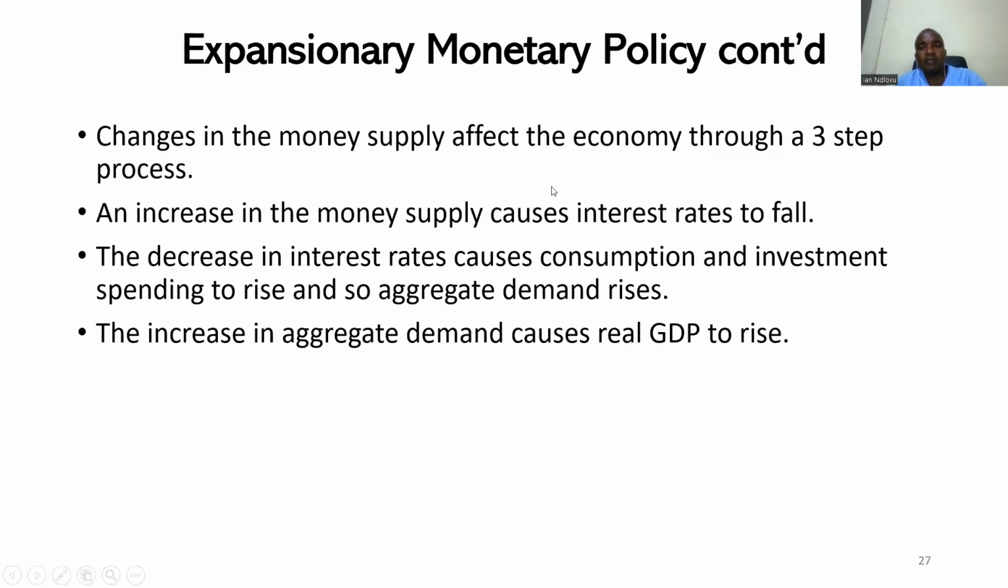Changes in money supply affect the economy through a three-step process. The first step is an increase in money supply, which causes interest rates to fall in an economy. And this is analyzed diagrammatically, on the next slide. The decrease in interest rates causes consumption and investment spending to rise, which leads to a rise in aggregate demand. Given that aggregate supply is fixed, an increase in aggregate demand causes real GDP to increase.